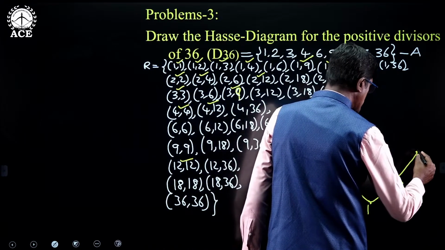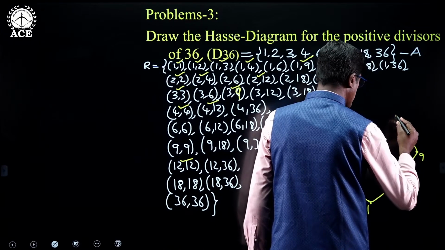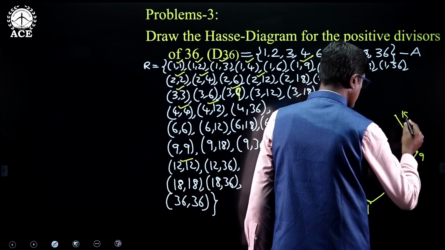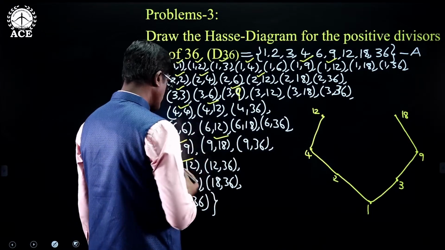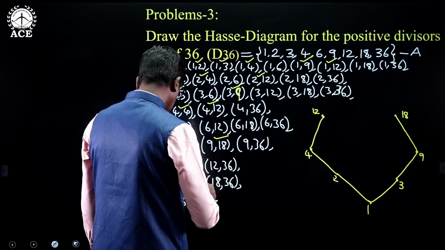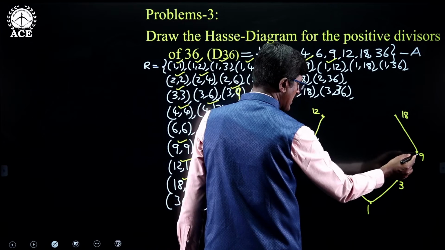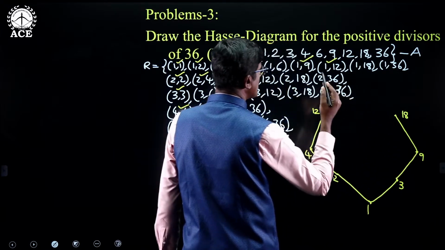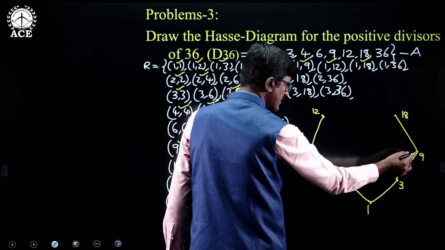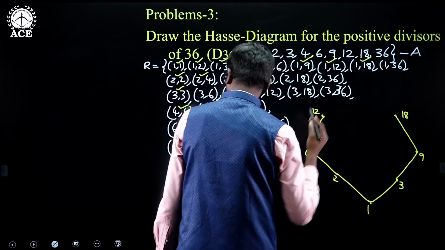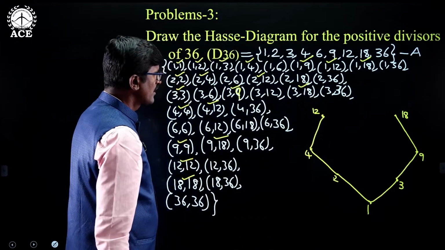Next, 9 to 18. So 9 comma 18 is over. 9 comma 9 is also over. 18 comma 18 is also over. So from the transitive property, if there is a relation from 1 to 9 and 9 to 18, then there must be the relation from 1 to 18. Similarly, there is a relation from 3 to 9, 9 to 18, there must be the relation from 3 to 18. Over. 3 to 18 is also over.